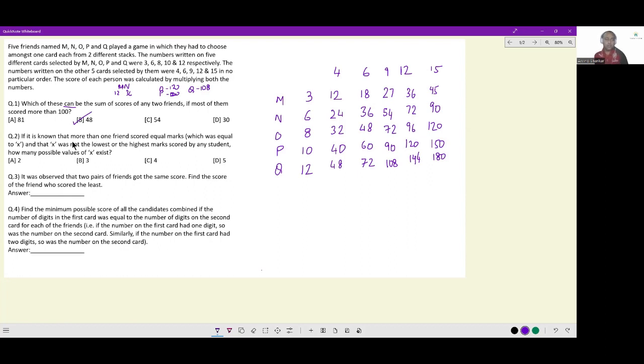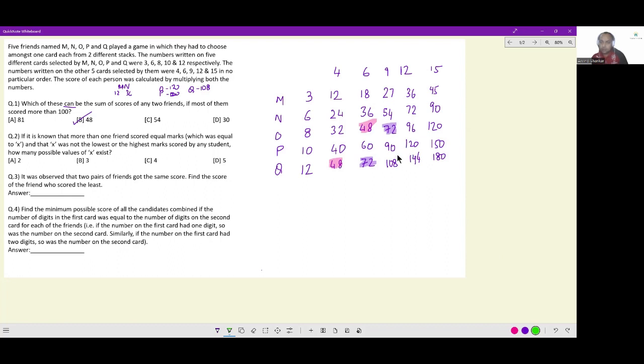Next question. If it is known that more than one friend scored equal marks, which was equal to X, and that X was not the lowest or the highest mark scored by any student, how many possible values of X exist? Basically, you have to look at common values. If we end up with numbers in the first column and second column that are identical, I simply highlight them. I see 48 is here and 48 is here. This can be one pairing. Another pairing I see is 72 here and 72 here.